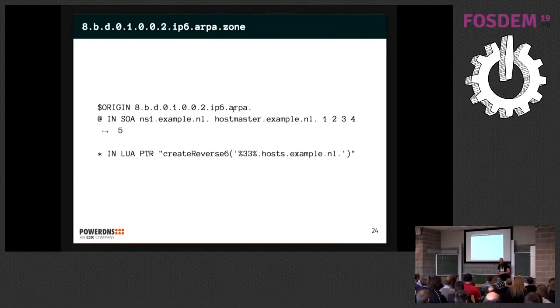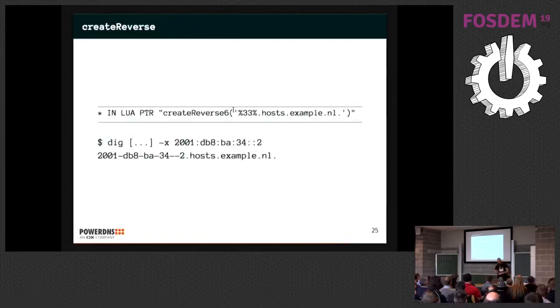Same goes for IPv6. Again, we just have a zone with a single wildcard record, which has create reverse 6 %33. It's 33 because 1 through 32 are all the different nibbles you can get from the name. So you can even flip them around in the answer, which would be quite interesting. So if I would dig for this IP address and I use %33, it will just take the address, replace all the colons with dashes, and append the host.example.nl to it.